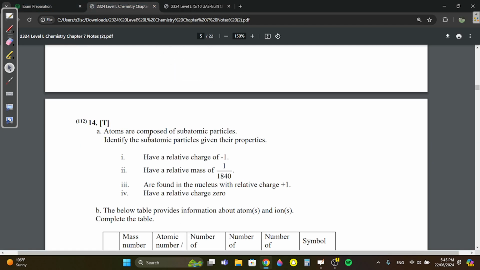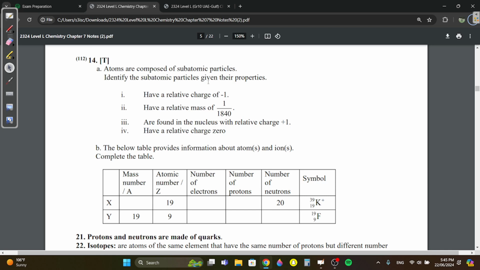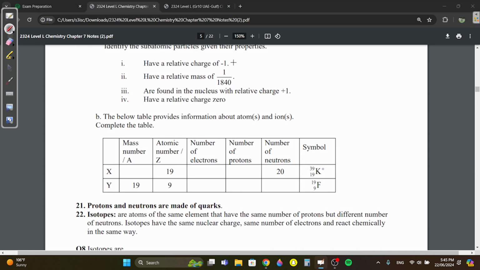Question 14. Okay, this is a top question. Atoms are composed of subatomic particles. Identify the subatomic particles given the properties. Which one has a charge of -1? Electron. Which one has a relative mass of 1 over 1840? The really small one, the electron. Which are found in the nucleus with a relative charge of +1? Proton. Which have relative charge 0? Obviously neutron.